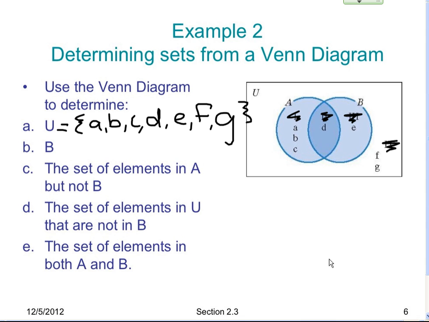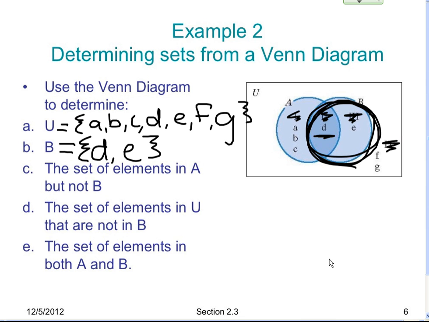For set B, we're looking for anything that's inside the circle B. Be careful to include D. D is also inside that circle. So for set B, we have D and E.